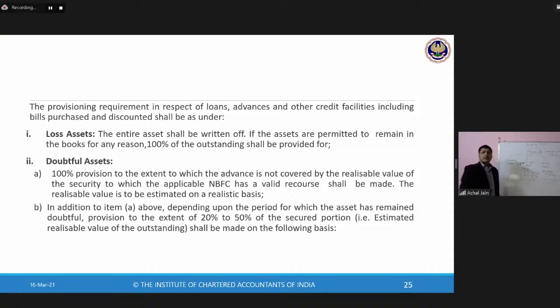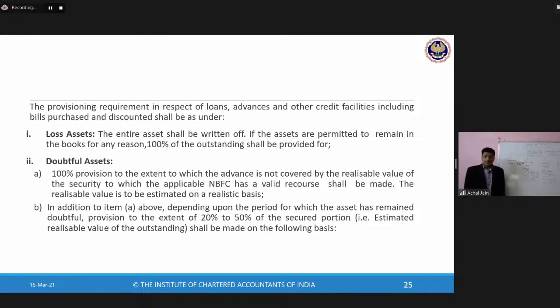That's why, what's the requirement? 100% provision should be made. Provision in case of loss assets should be 100%. Entire amount should be provided for. Okay, clear? Now, moving on to doubtful assets.